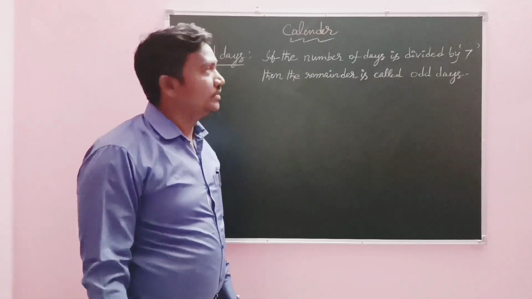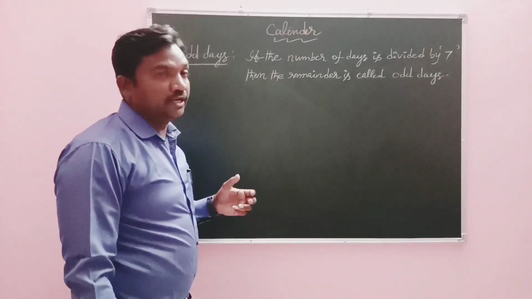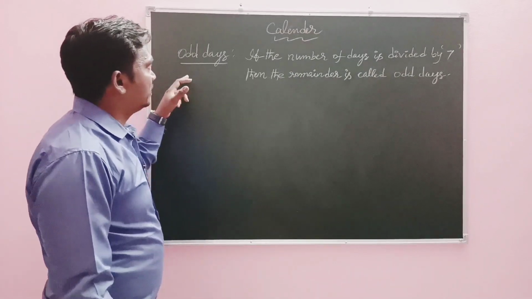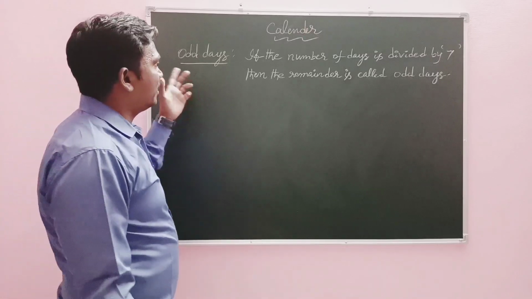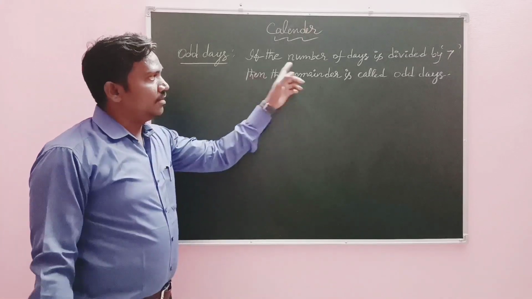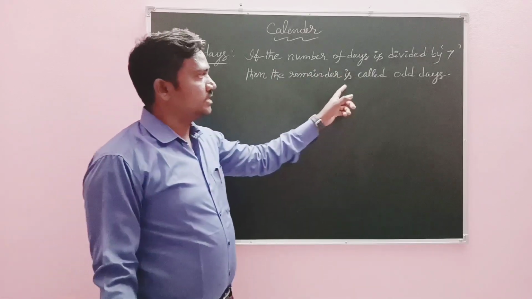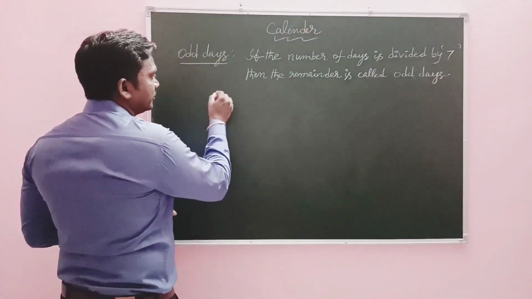Hi everyone. Today we are going to learn about the calendar. Before that, we have some basic ideas. First one, odd days. What are odd days? If the number of days is divided by 7, then the remainder is called odd days. Let us see one example.